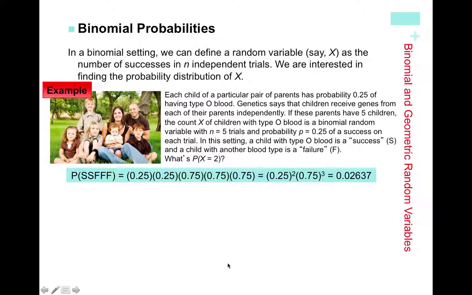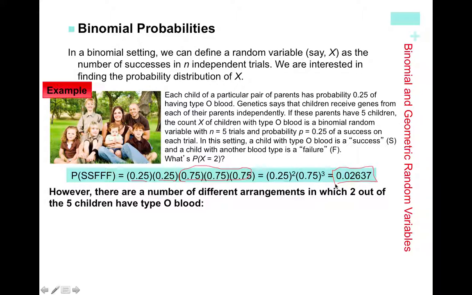So we know from the previous slide that the first 2 successes are going to be the 0.25 multiplied together, and then the last 3 are going to be the fails. So the fail is 1 minus the probability of success, the 0.75 times 3 times. So the probability that the first 2 children would be type O blood and the last 3 not type O blood would be about 2.6%.